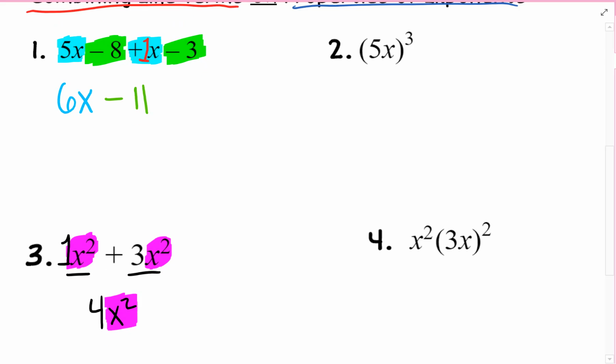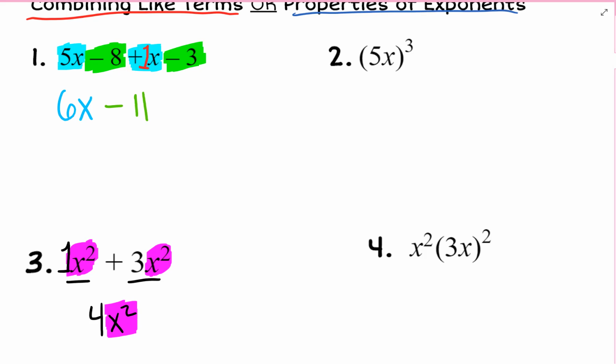Number 2, this one will require properties of exponents. The base of the exponent is the thing that's going to be multiplied by itself. The base of our exponent here is this product 5x, and that will be multiplied by itself 3 times. That's what the exponent indicates. So I'm going to write 5x times itself 3 times. 5x times 5x times 5x to expand. Now I'm going to simplify.